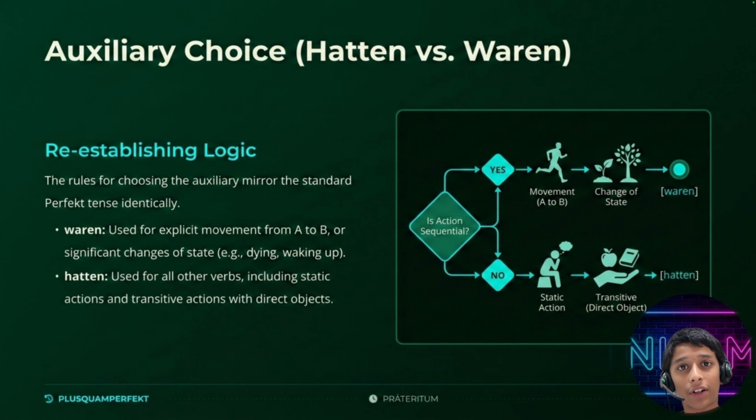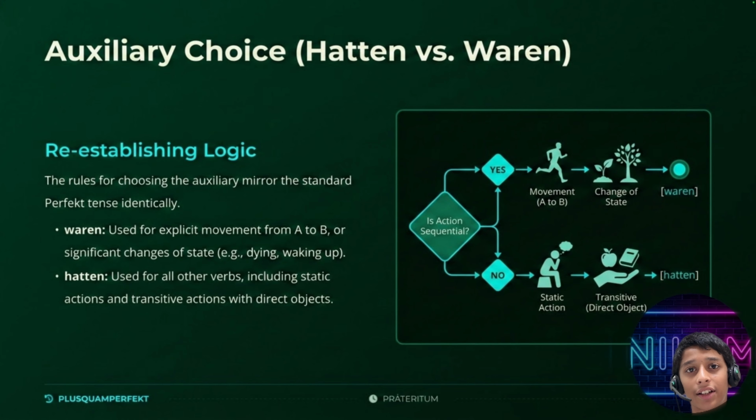Now, which helper verb do you use? Hatte or war? Good news. The rules are identical to the ones you already learned for the Perfekt tense. Nothing new to memorize here. Just apply the same logic. Look at the flowchart. Ask yourself, does this action involve movement from point A to point B or a real change of state? Verbs like gehen, to go, sterben, to die, aufwachen, to wake up. These describe motion or a fundamental change, and they take war or waren.